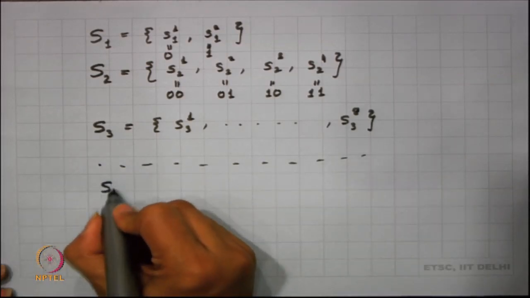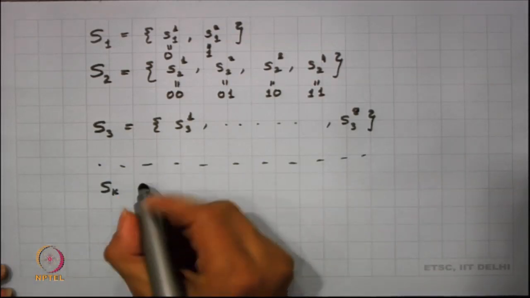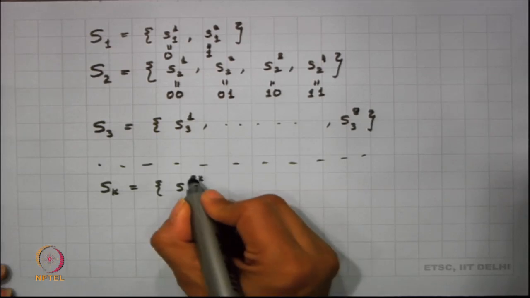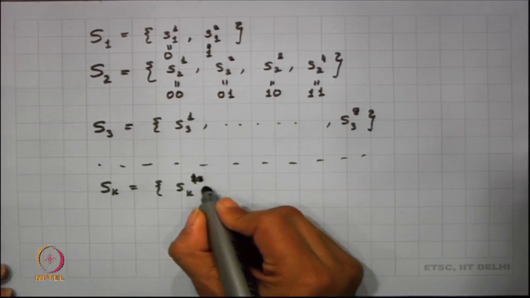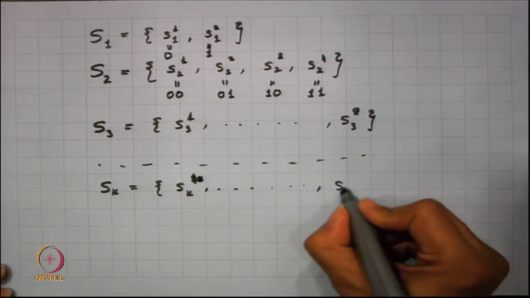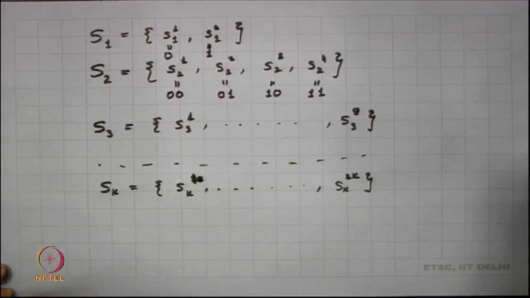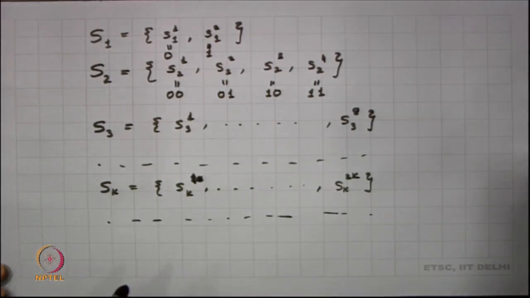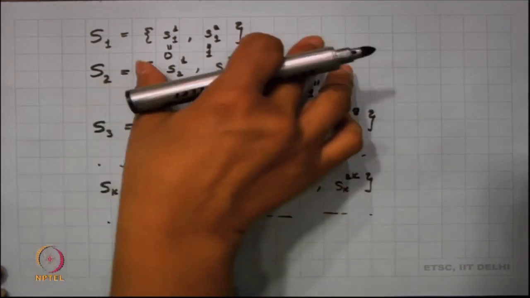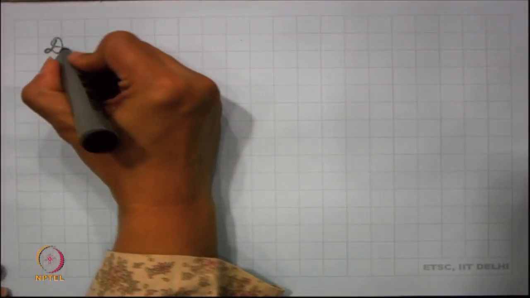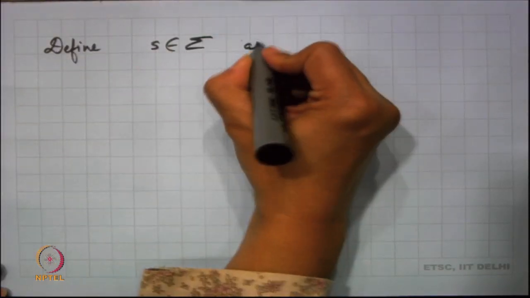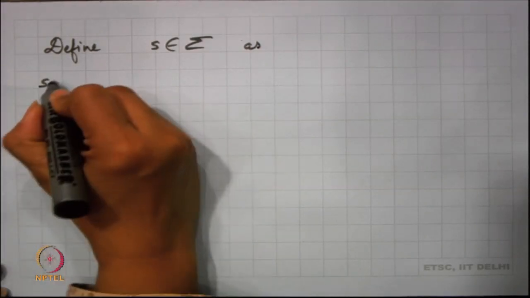For length k, I know that there will be 2 to the power k such sequences. So, we can write this as S_k1 up to S_k 2^k. We have all these distinct sequences. Now, I want to define another sequence S using these sequences. Define S belonging to Sigma. Now, how do I define my S?